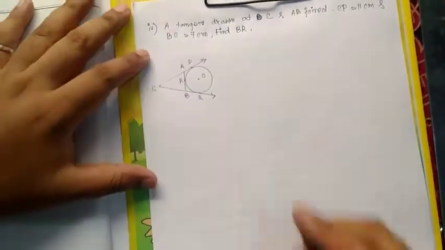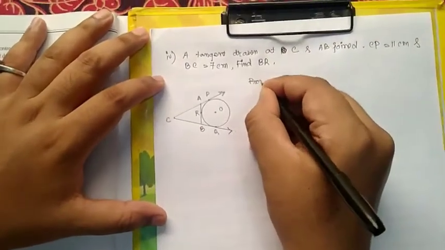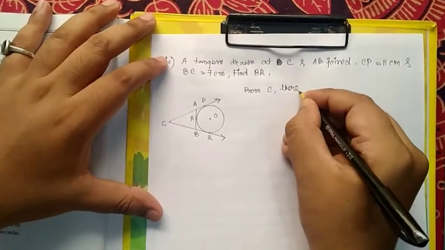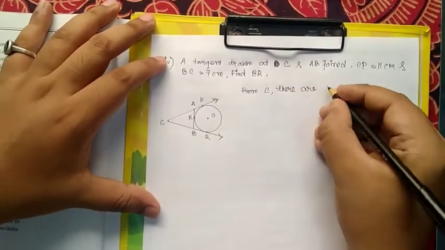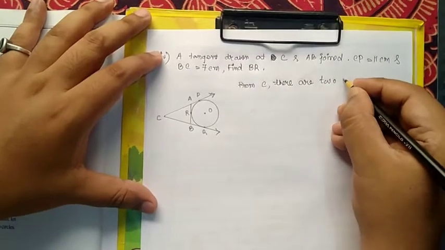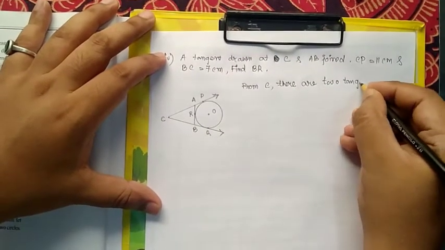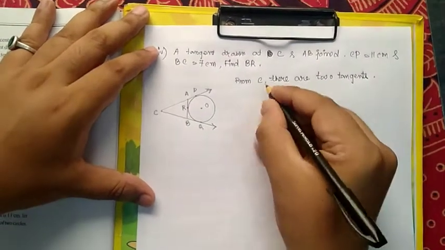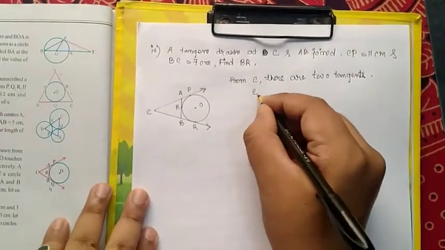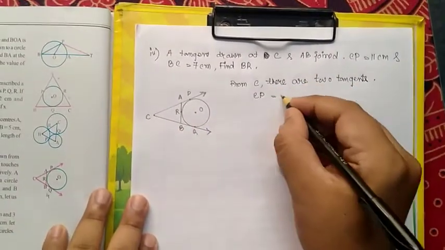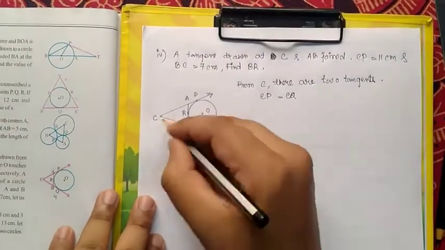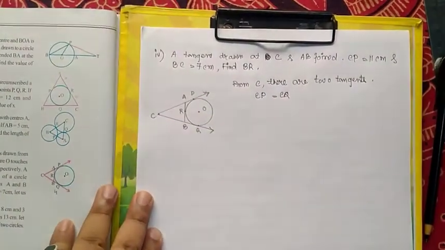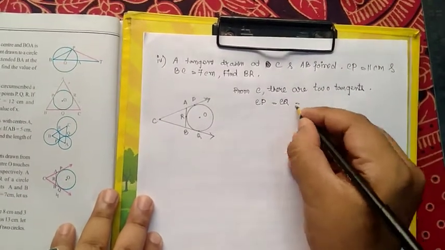So from C there are two tangents, so therefore the length of these two tangents are always equal. So therefore we're gonna say that CP equal to CQ from the point C. These are two tangents, this is CP and this is CQ. So CP equal to CQ equal to 11 centimeter.